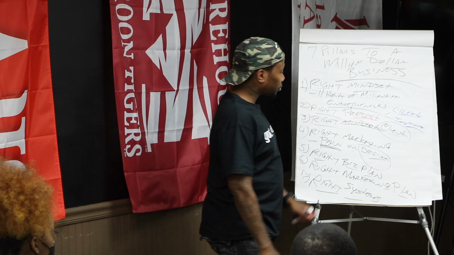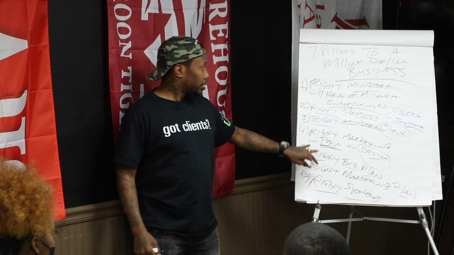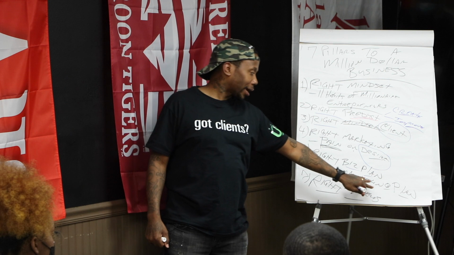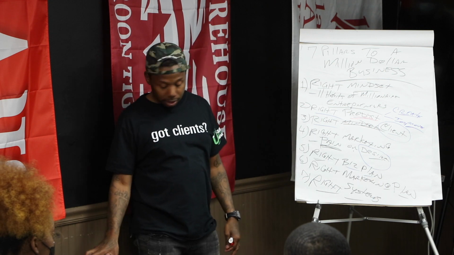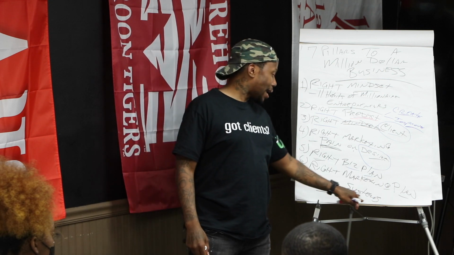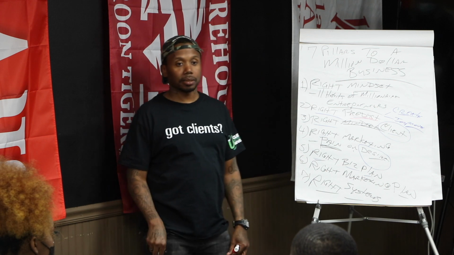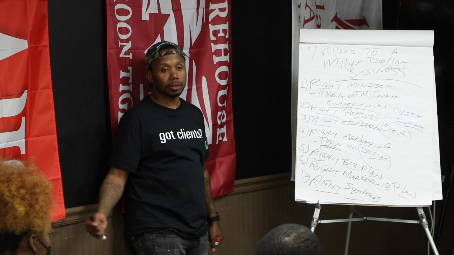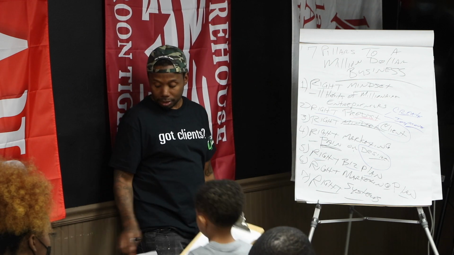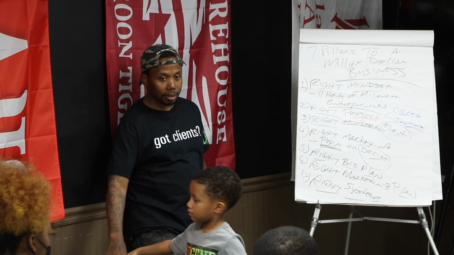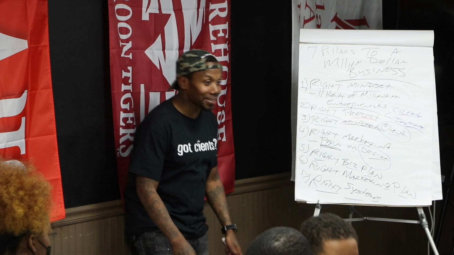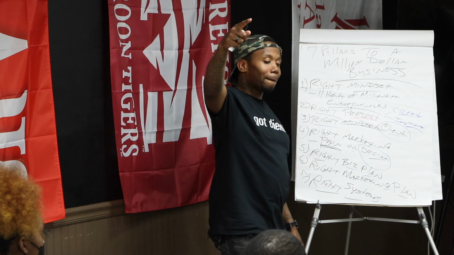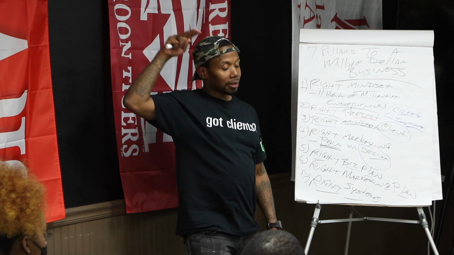You good? Yeah. All right, so 7 pillars to the $1 million business. Number 6 is the right marketing plan. So we just talked about the marketing plan. And then last is the right systems. So you gotta have 3 types of systems in your business. What are the 3 types of systems? Promise, what are the 3 types of systems? Sales system, marketing system.